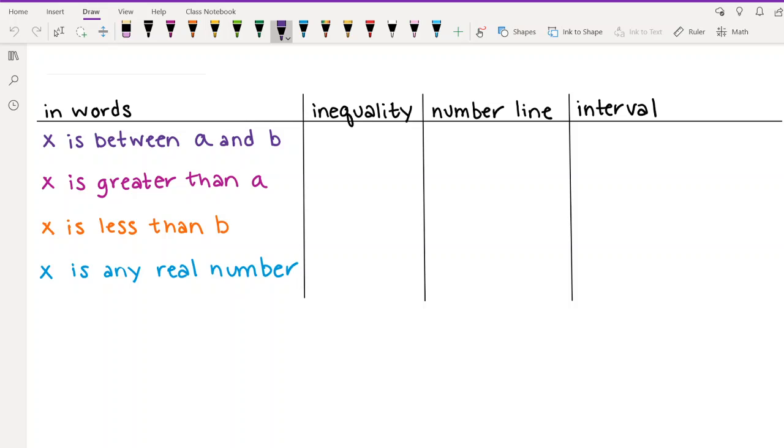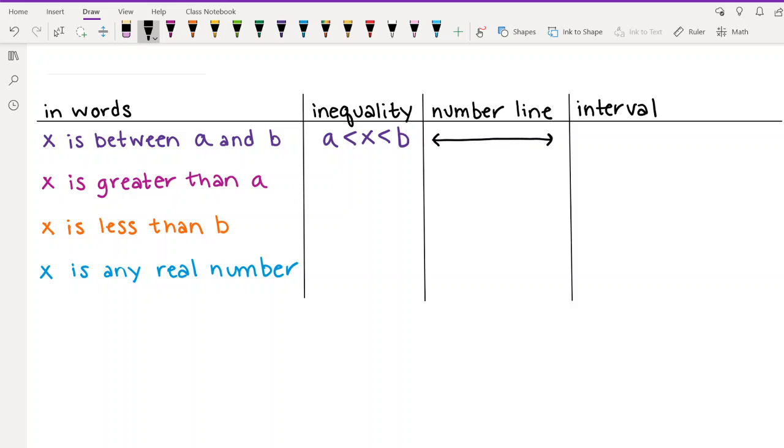Okay, so let's say that we have a number, or we're saying x, some number is between a and b, where a and b are just two numbers. Maybe they're 3 and 7. It doesn't matter. They just represent two numbers. So how would you write that as an inequality? Well, you would say x is between a and b. Okay, so how would you draw this on a number line?